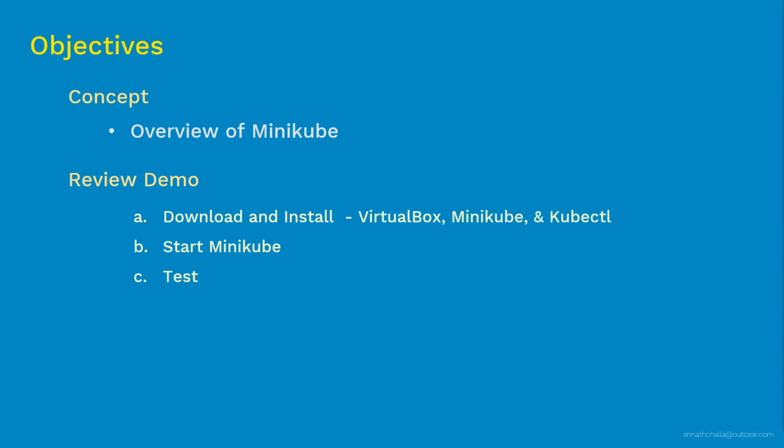The first part focuses on discussing what Minikube is and what it does. In the second part, we'll focus on reviewing the demo we're about to do in a few minutes. In this, first, we'll download all three required software apps for this demo. They are VirtualBox, Minikube, and kubectl. Then, we will start Minikube. And finally, we'll do the testing to make sure everything is working as per expectation.